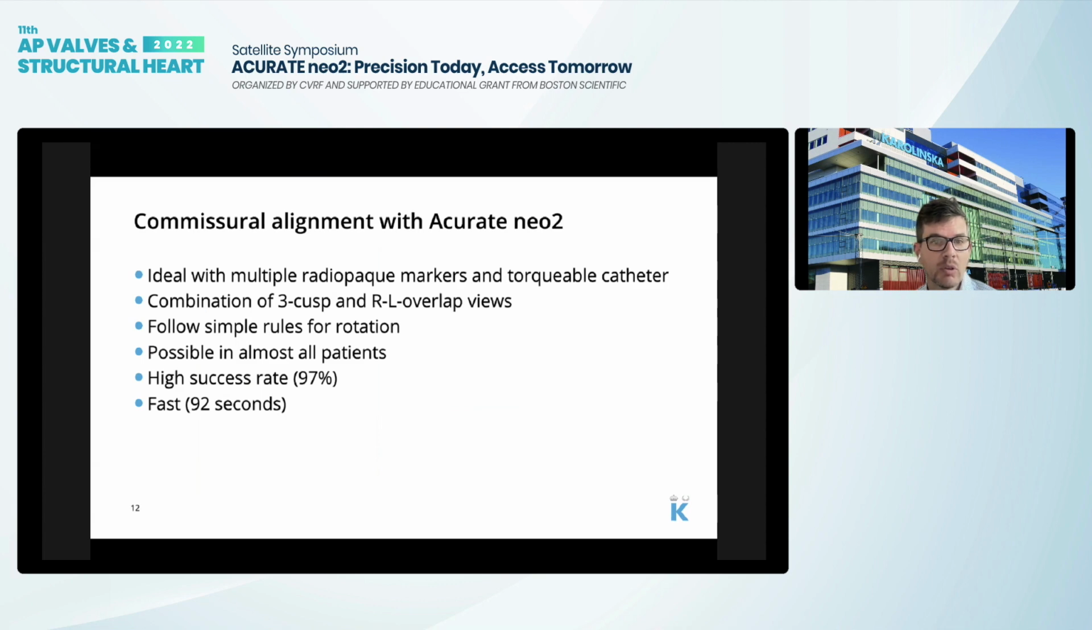There are some simple rules to follow for the rotation. It's possible to do this also in tortuous anatomy. In our hands, we could do it in almost all patients. You have a high success rate, 97%, and it seems to be fast, 92 seconds on average in our first 170 cases. Thank you.